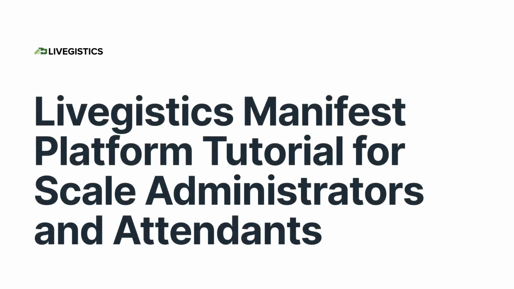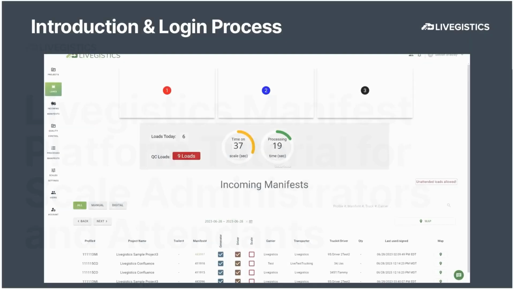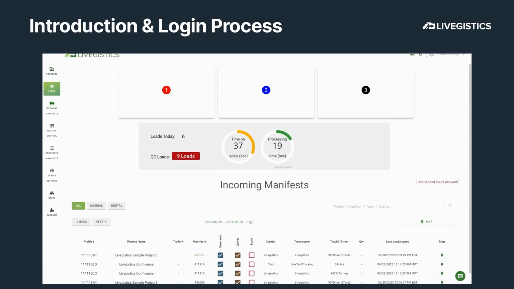In this training video, we will be giving you a tutorial of the Livegistics Manifest Platform for scale administrators and attendants. For this tutorial, I am logged in as a scale administrator. This screen shows me a few additional options on the left-hand side, which we will dive into later on in this video. For now, we're going to start by showing you what you can do and what you will see once you are logged in as a scale attendant.